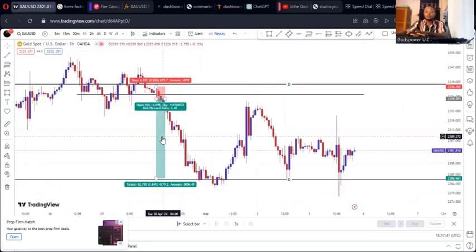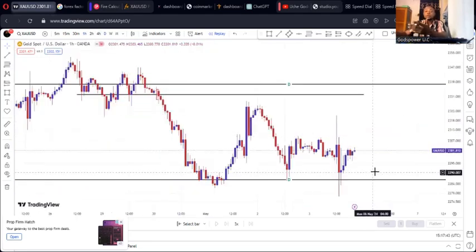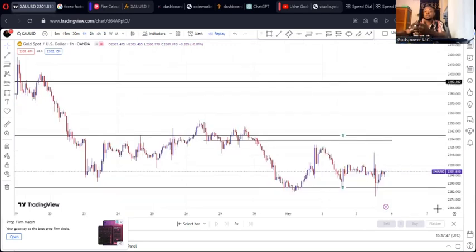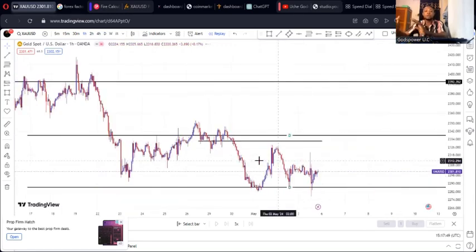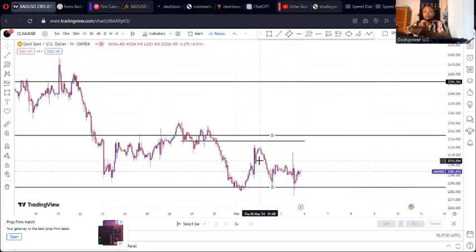So from Monday, I'll be looking for a break of structure, a retracement, then a push, right? A break of structure, retracement, and then a push. Why am I stuck on the bearish move? Because of what I'm seeing on the weekly. That's why I'm stuck with the bearish move.